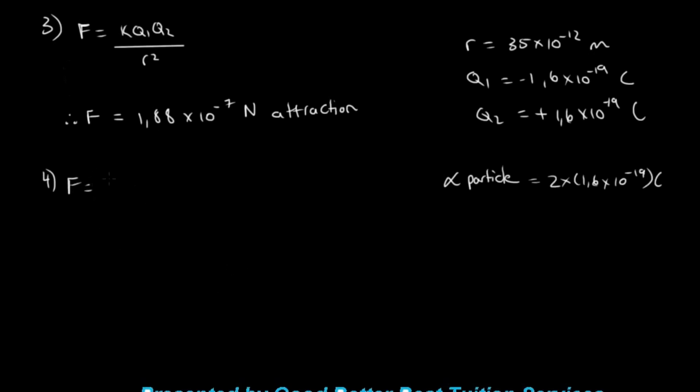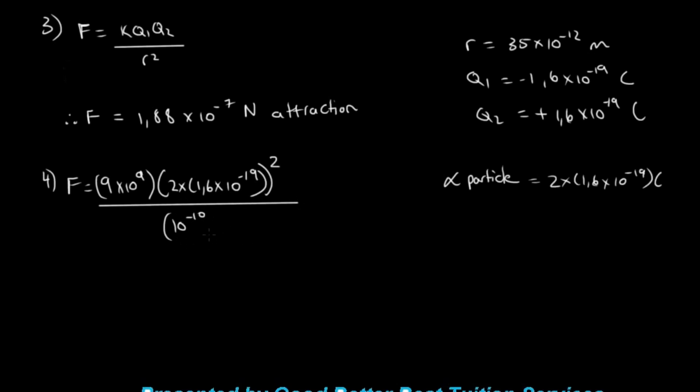So the force is equal to 9 times 10 to the 9. I'm going to use brackets just to neaten the work up a little bit. Brackets 2 times, use another bracket, 1.6 times 10 to the power of negative 19. There's two of them, alright? So if there's two of them, we're going to square them, okay? Because basically it's going to be times the same thing. All over 10 to the minus 10 all squared.